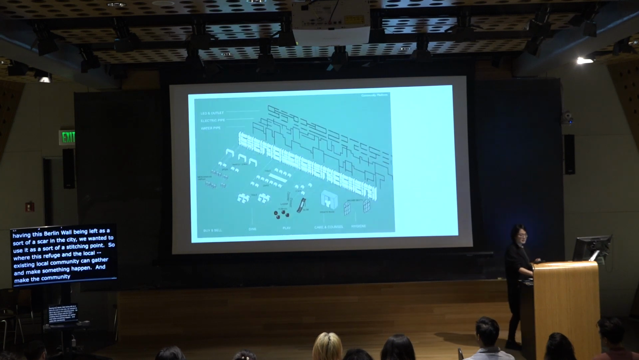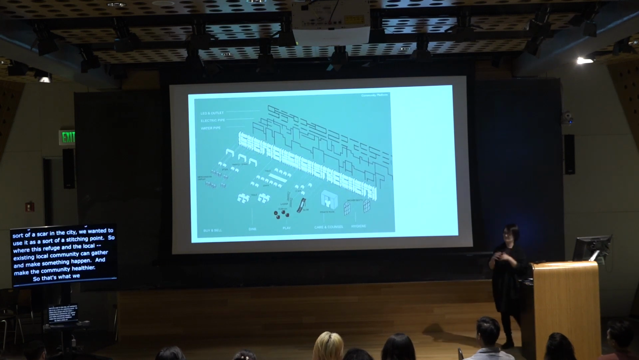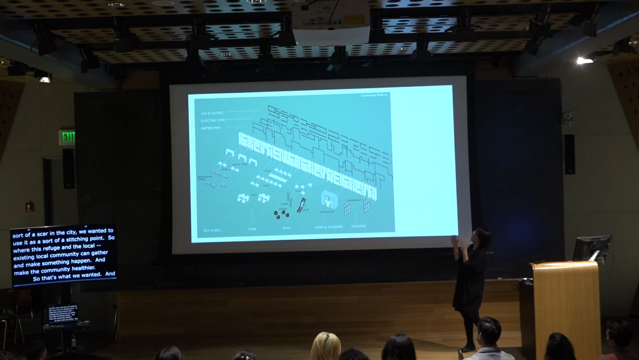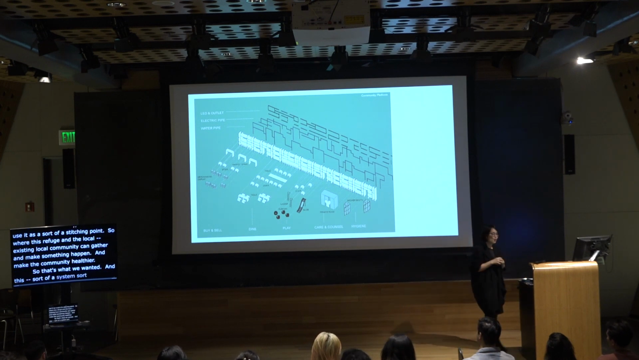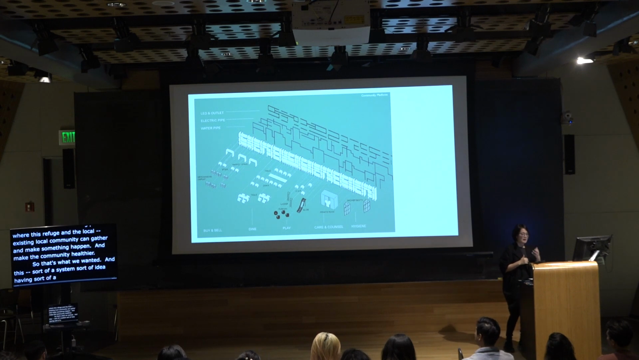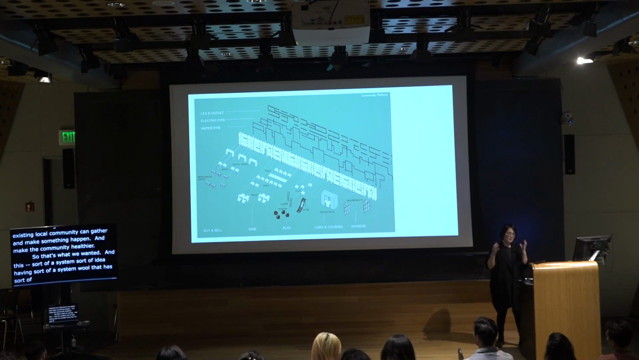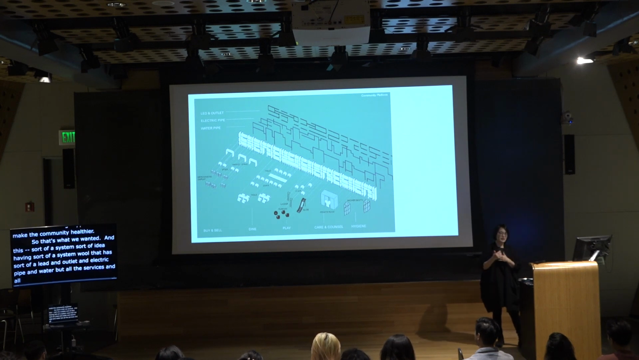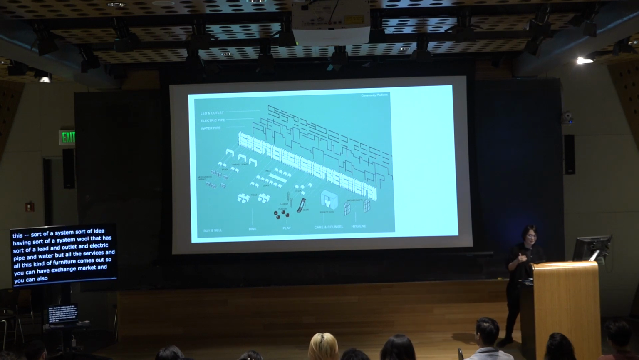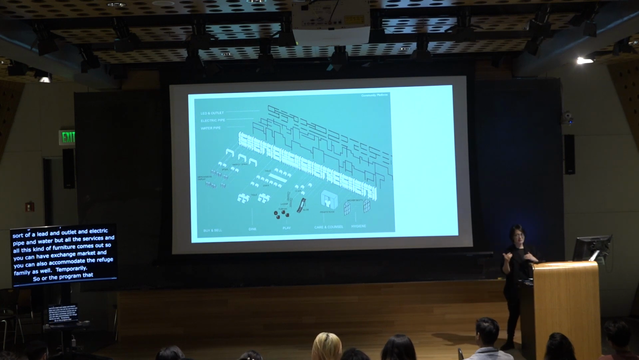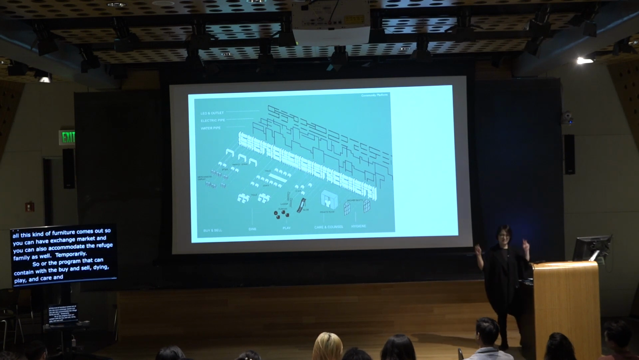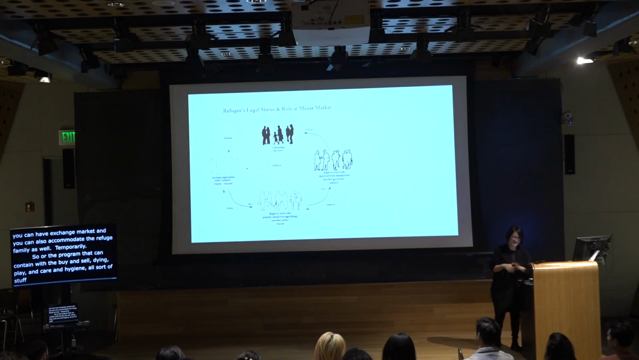That's what we wanted, and this was just a system idea: a system wall with outlets, electric pipes and water pipes, all these services, and furniture that comes out so that you can have an exchange market, and also temporarily accommodate a refugee family. The programs it can contain were buy and sell, dine, play, care, and hygiene, all sorts of things. Well, it's an idea competition, I hope everyone can understand.